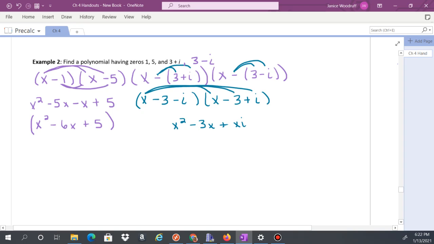Then I'm going to go to the negative 3. So let me color code these for you guys. The negative 3 times each term. So negative 3 times x would be negative 3x. Then negative 3 times negative 3, that's not lining up with anything, so I'm going to come over here, positive 9. And then negative 3 times i is negative 3i.